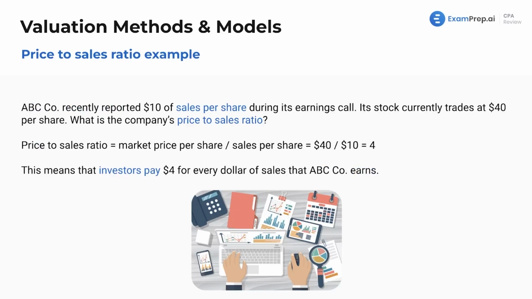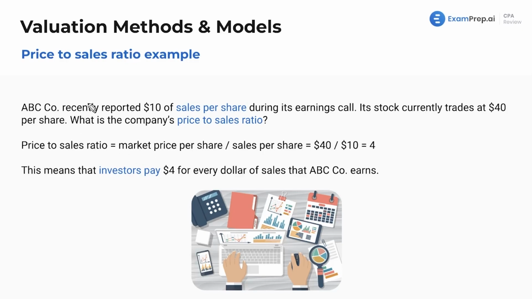Nothing crazy, nice, simple questions. What's the price to sales ratio? Write it out: market price per share over sales per share. We have $10 of sales per share and $40 per share. Boom. Nothing crazy. It's $40 divided by $10. I'm just blowing through it because it's pretty simple.